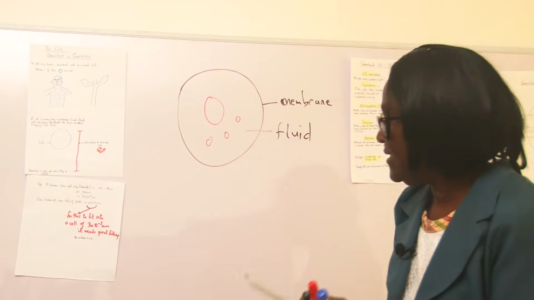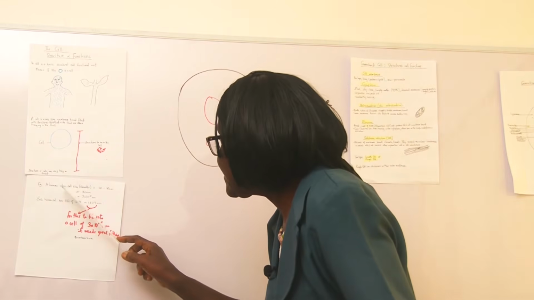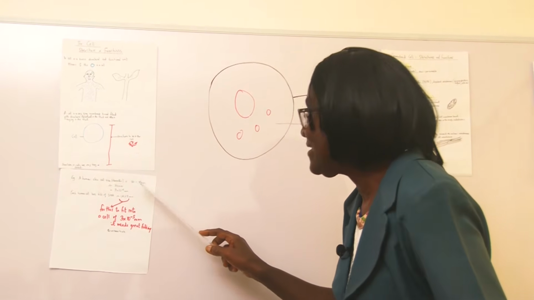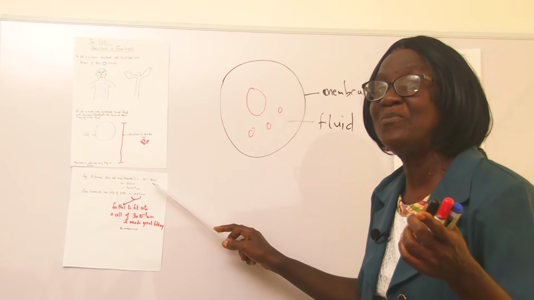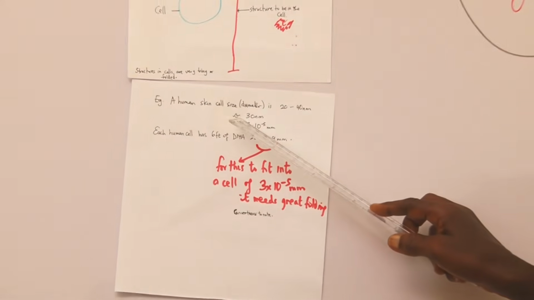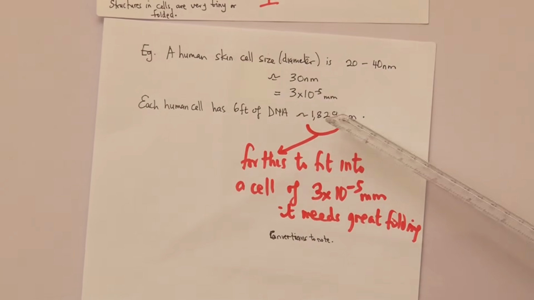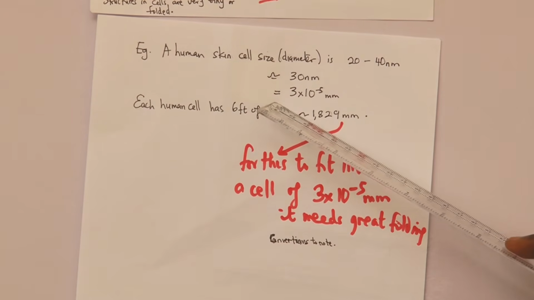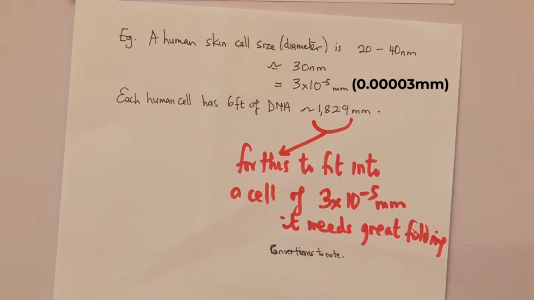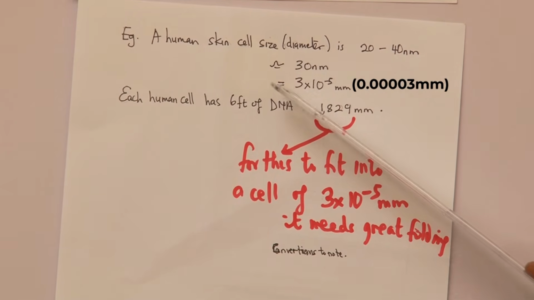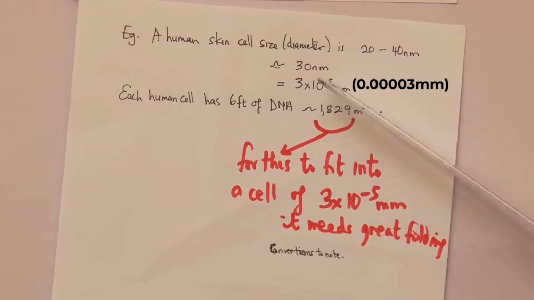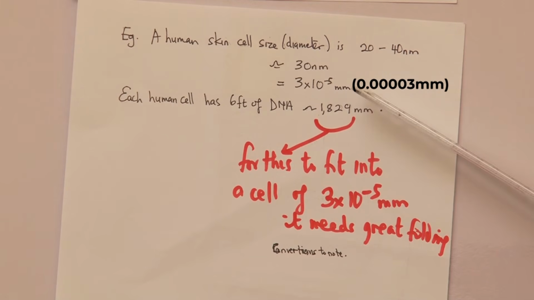For instance, the human skin cell size is 20 to 40 nanometers. We'll explain what nanometers are, the units. Very, very small. Let's say the human cell is approximately 30 nanometers. When you convert it to millimeters, the human cell diameter is 3 times 10 raised to the power minus 5 millimeters. Very, very tiny.